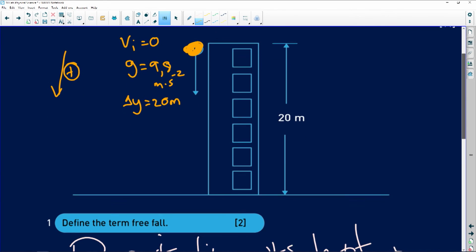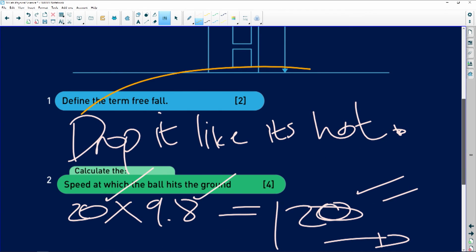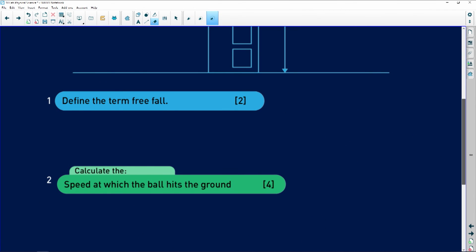The first question asks, define the term free fall. So what is free fall? Free fall is when an object is in the air and the only force acting on that object is the force of gravity. So when something's in free fall, the only force acting on it is the force of gravity. There we go.